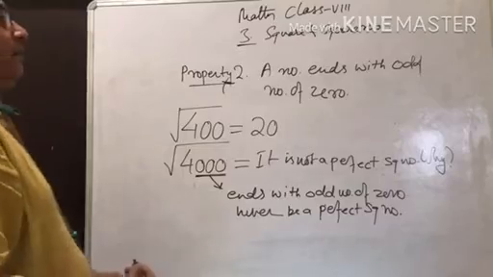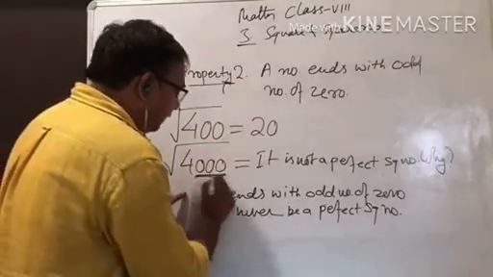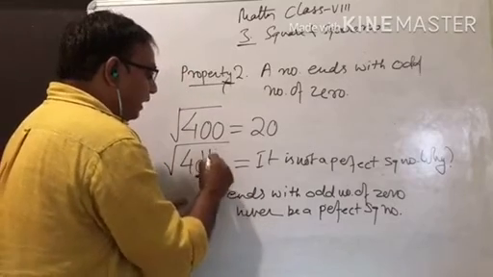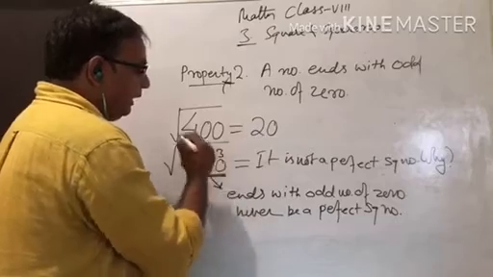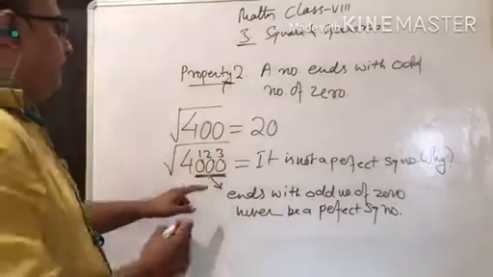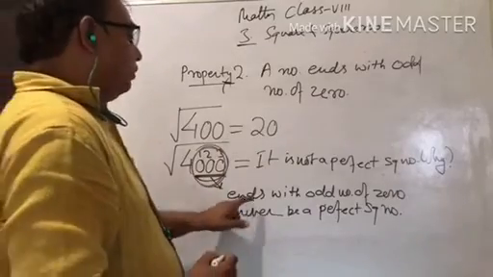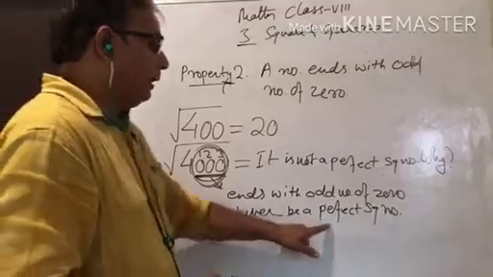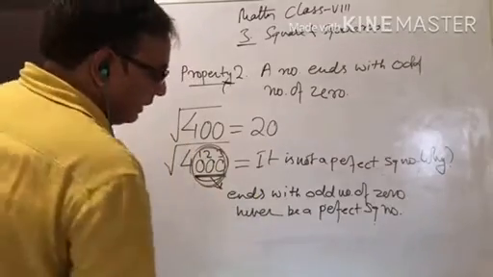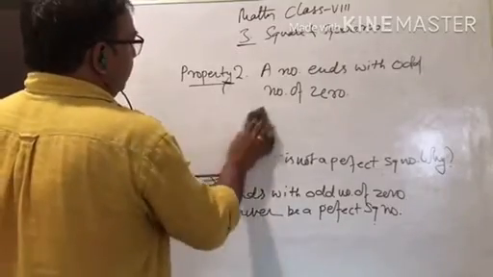A number ending with an odd number of 0s. It means that if the number of 0s is odd, like 1, 2 and 3, so this is 3, which means the 0s occur an odd number of times. So a number ending with an odd number of 0s can never be a perfect square number. This is the second property for square roots.